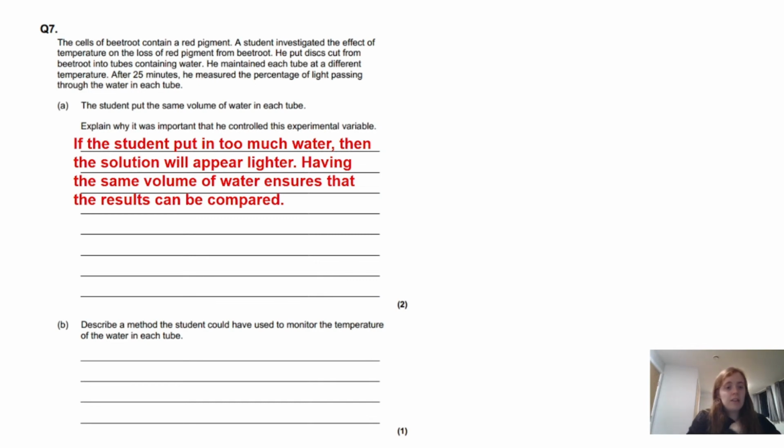Okay, so part B then: describe a method the student could have used to monitor the temperature of the water in each tube. This is a 1-mark question, so it's very simple. Sometimes students can get caught out with these kinds of questions because they seem too simple. So just think about what you use to monitor temperature. It's basically a thermometer, isn't it? So all you need to put really is that a thermometer is used to take temperature readings.